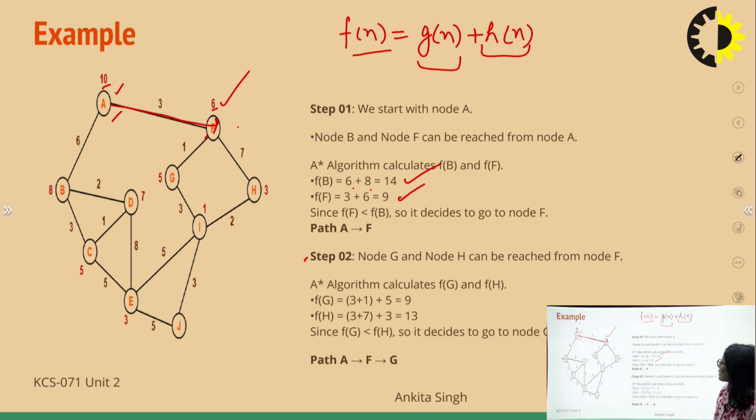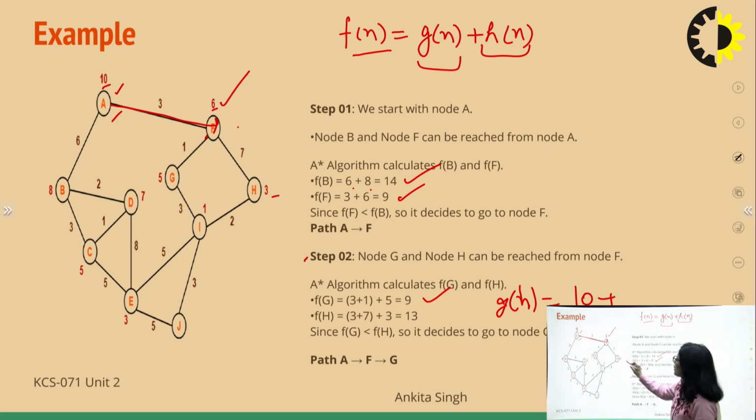Now for g and h, the value of f of g is 3 plus 1, 4, plus 1, 5, that is 4 plus 5 is equal to 9, whereas f of h is 7 plus 3, 10, plus 3, 13. So this is your g of n plus the heuristic. f of h will be 7 plus 3, that is 10, plus heuristic value 3, that is your 13. So again, which is less? That is your g. G is less. So again, the path will be, we will choose G.